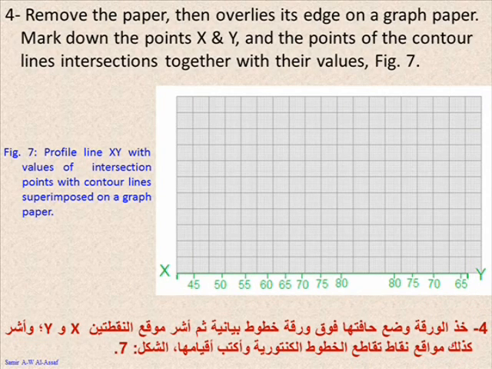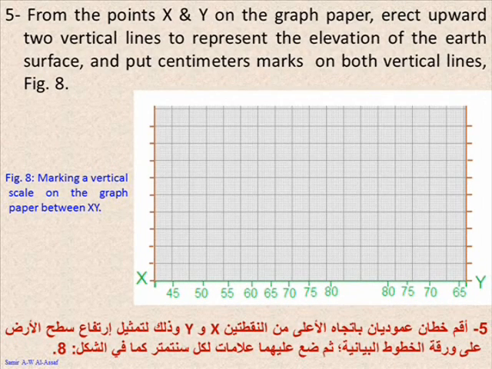4. Remove the paper, then overlie its edge on a graph paper. Mark down the points X and Y and the points of the contour lines intersection together with their values. Figure 7. 5. From the points X and Y on the graph paper, erect upward 2 vertical lines to represent the elevation of the Earth's surface, and put centimeters mark on both vertical lines. Figure 8.